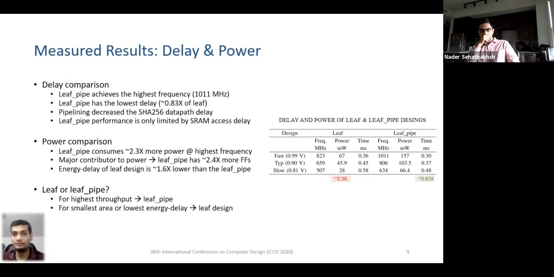SRAM access delay. At the highest frequency, the leaf pipe accelerator consumes around 2.3 times more power than the leaf accelerator. Leaf pipe design is most suitable for applications that need to maximize performance. But if an application is sensitive to power consumption or area, then leaf design is a good choice.